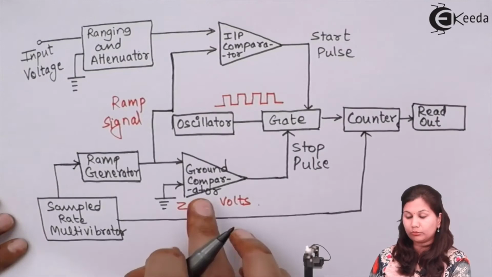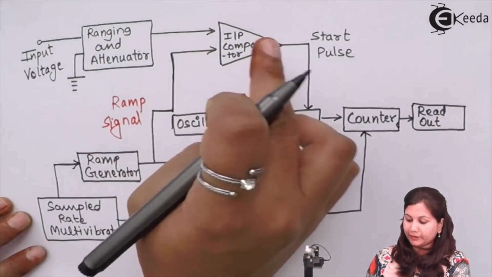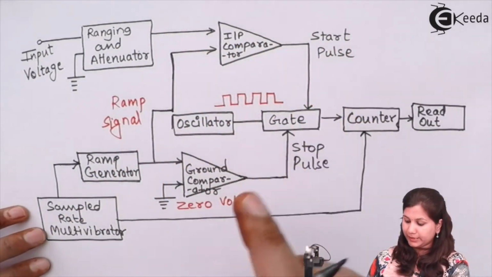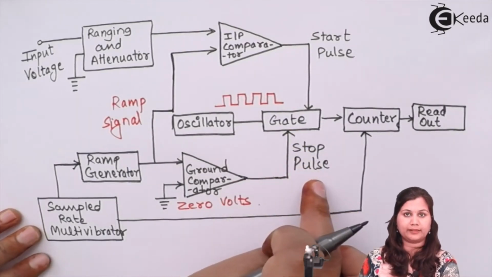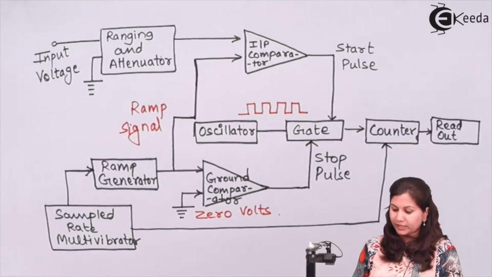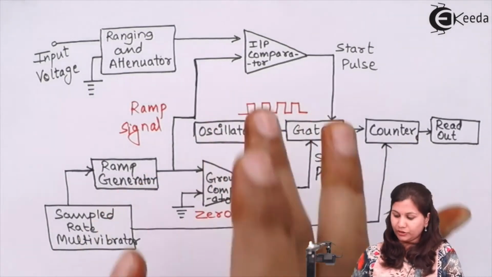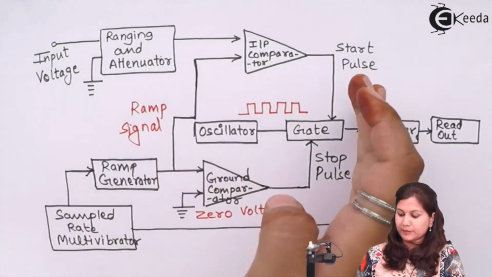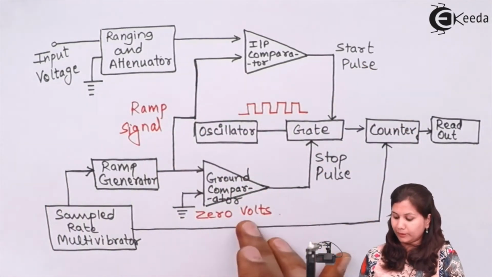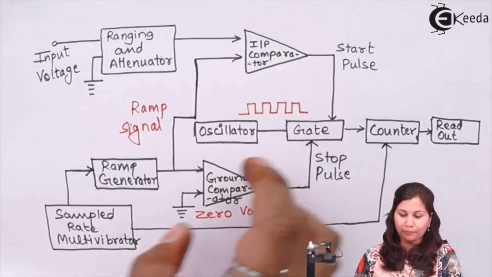Now in the diagram you can see that we are using two comparators, an input comparator and a ground comparator. The input comparator is used to provide the start pulse and the ground comparator is used to provide the stop pulse to the gate circuit.